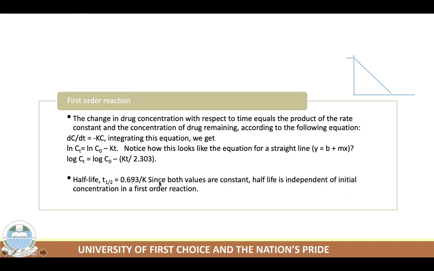In this equation, you can see that both 0.693 and k cannot change for a particular reactant in the body. Therefore, half-life of all first order reactions is constant. So, 0.693 over k. Since both values are constant, half-life is independent of initial concentration in a first order reaction.